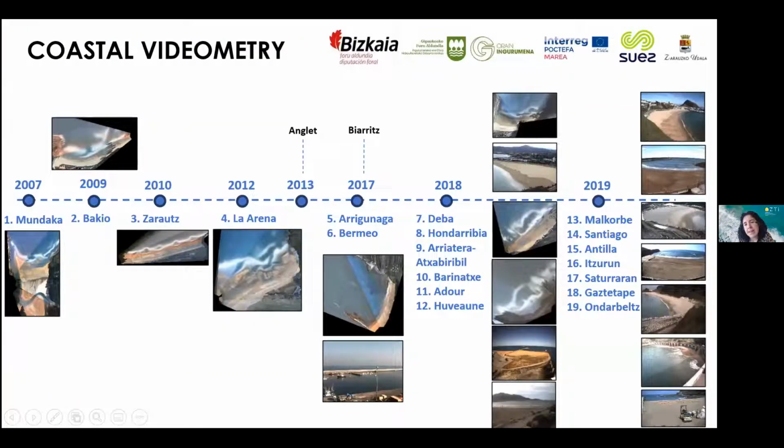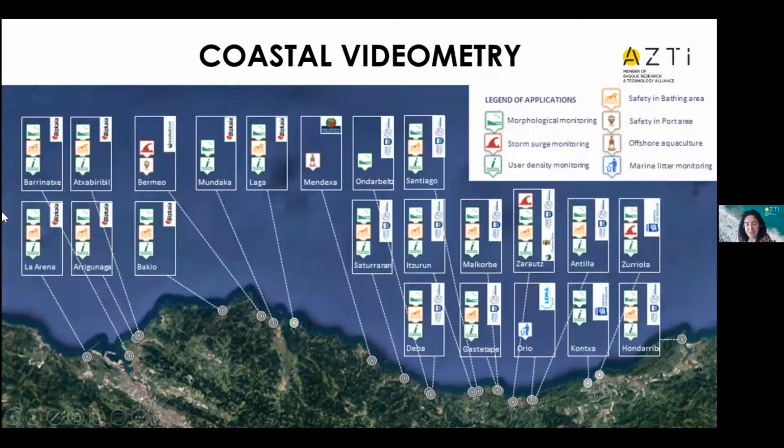This is the timeline. My colleagues started in 2007 installing the first videometry coastal station on the Basque Coast. And you can see that nowadays we have a lot of coastal videometry stations. This is the Basque Coast, probably 120 kilometers in a line. And you can see that they are not only on beaches, but also in harbor areas. This one was the example of the previous slide.